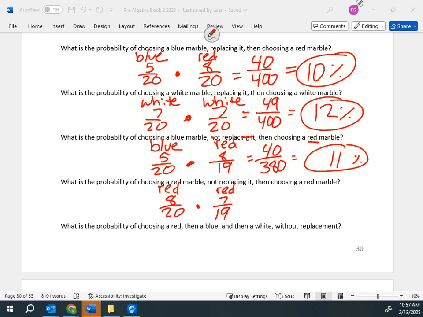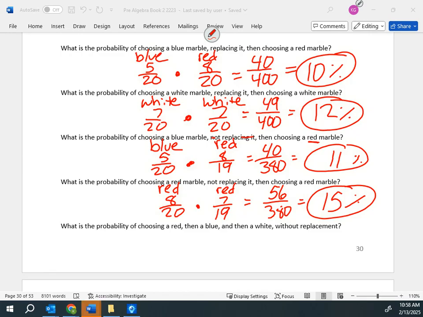What fraction do I get when I multiply, Eleanor? 56/380. 56/380. What is my final percent? David, 13%. Try it again, David. Oh, 15%. 15%. Last one on this page that we're doing together.